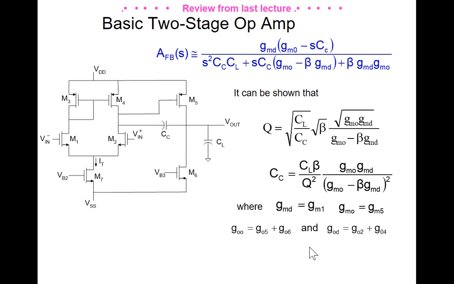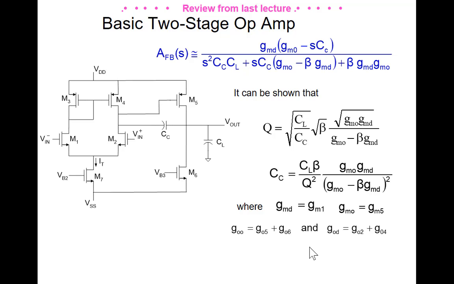Should there be one more term in the denominator? That includes the output conductance from M5 and M6. No, this is right. I could have asked one other question. This is the gain with feedback. I didn't ask what the open loop gain was.